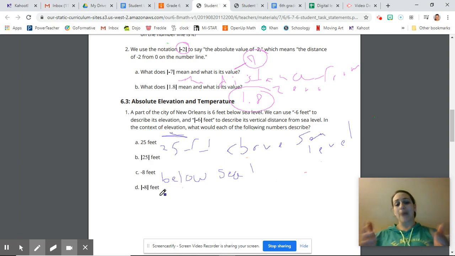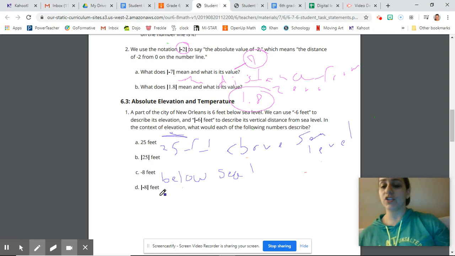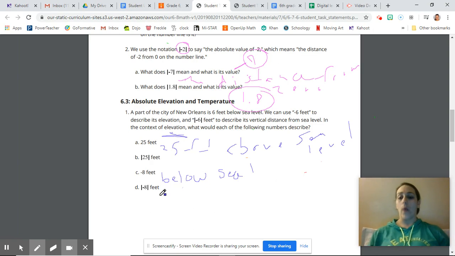So when we have the absolute value of -8, we're just saying that it is 8 feet away from that 0 point. In the context of elevation, that 0 point is going to be sea level. So this would be 8 feet away from sea level.